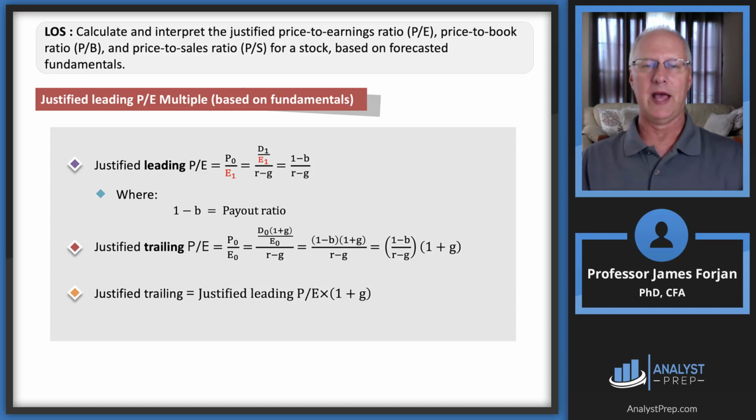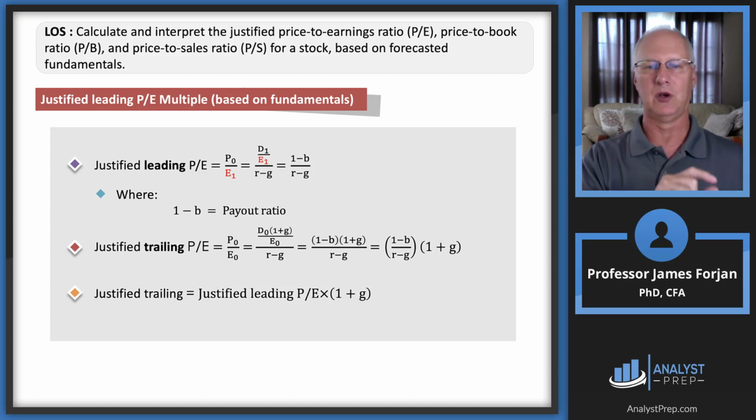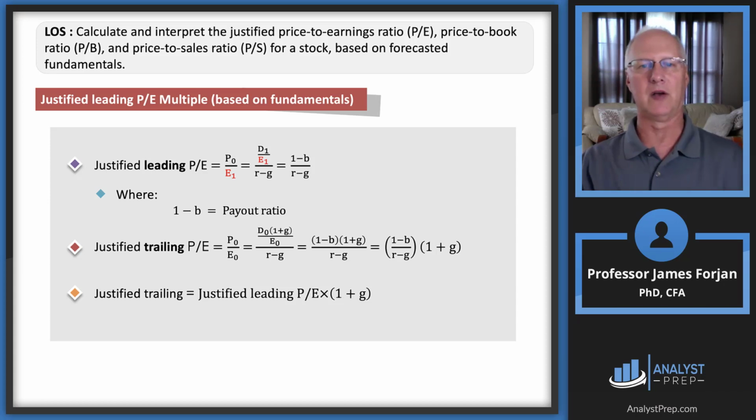All right, then we can go ahead. So there's the equation for the justified leading PE ratio. So make sure you have that top one memorized. And then the trailing PE ratio, you do the same kind of algebra there, and you get that all the way over on the far right side of the equal sign.